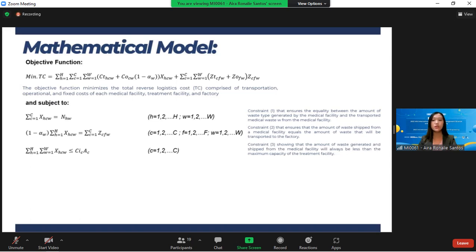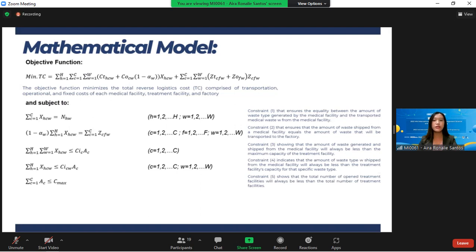Constraint number 3 shows that the amount of waste generated and shipped from the medical facility will always be less than the maximum capacity of the treatment facility. Constraint number 4 indicates that the amount of waste type W shipped from the medical facility will always be less than the treatment facility's capacity for the specific waste type.